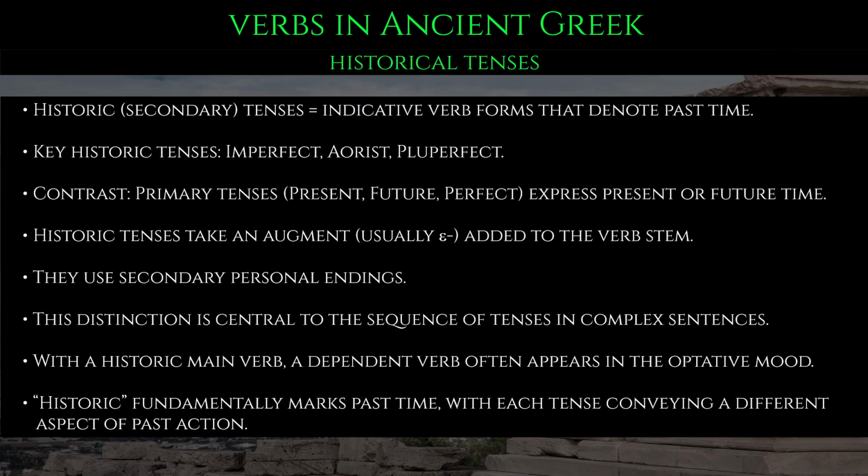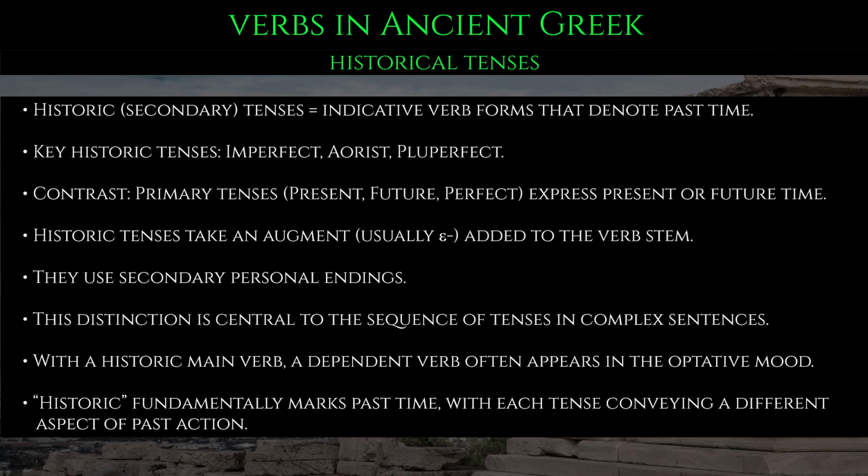Now, the term historic tenses, also known as secondary tenses, refers to those verb forms in the indicative mode that denote past time. The primary distinction between primary and historic tenses lies, therefore, in their time reference. With the historic tenses, like the imperfect, plusquamperfect, and aorist, describing past actions, while primary tenses, present, future, and perfect, refer to present or future actions.